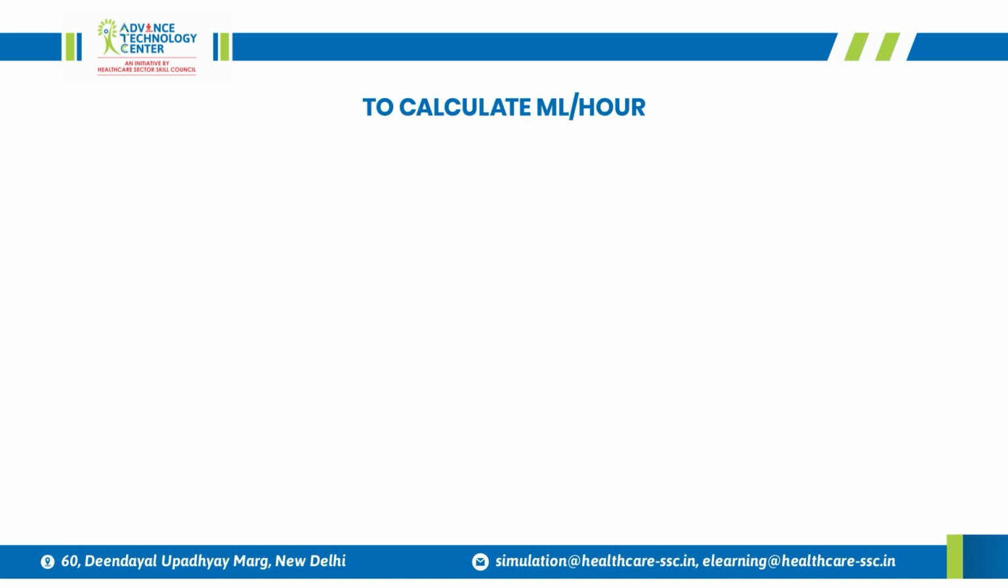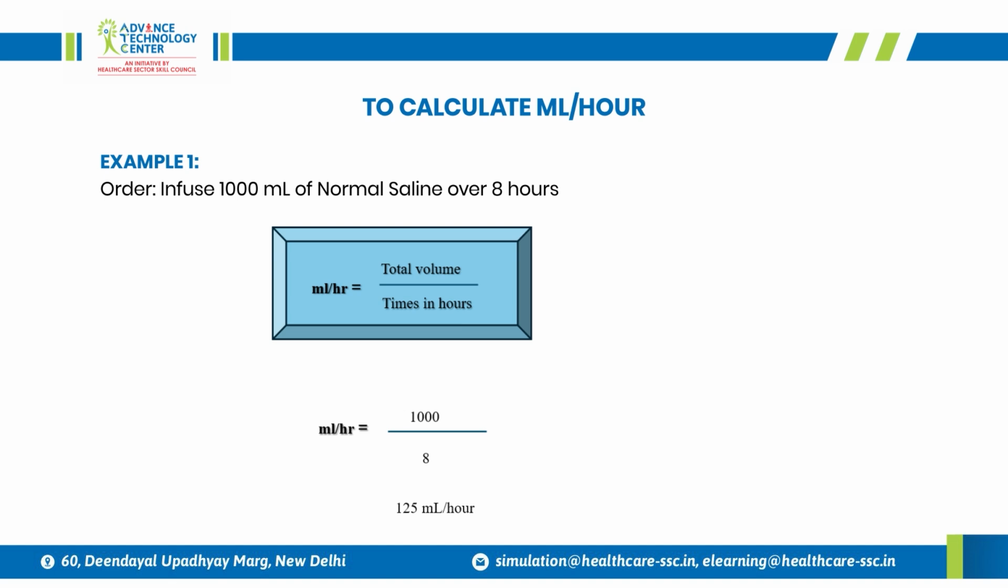To calculate mLs per hour, now the pump style calculation. If the order is 1,000 milliliters of normal saline over 8 hours, milliliters per hour equals 1,000 divided by 8, which is 125 milliliters per hour.